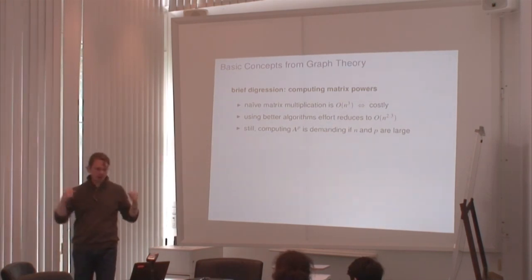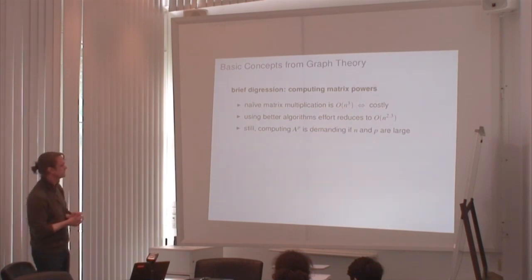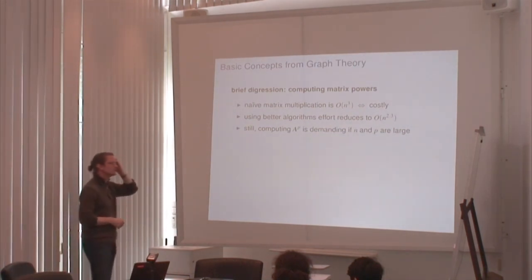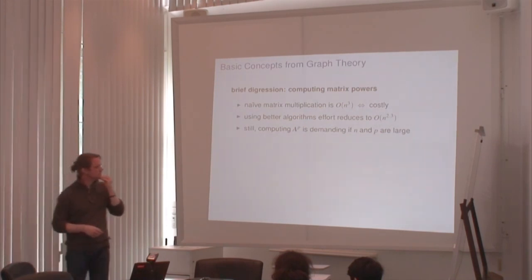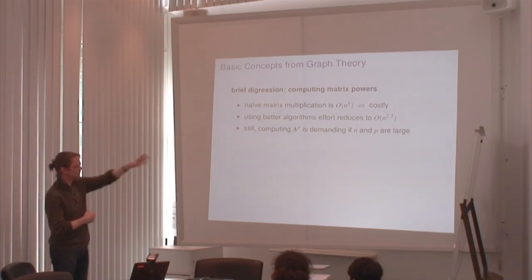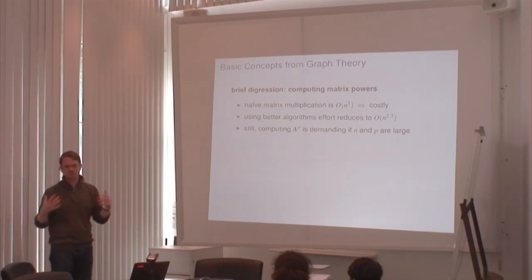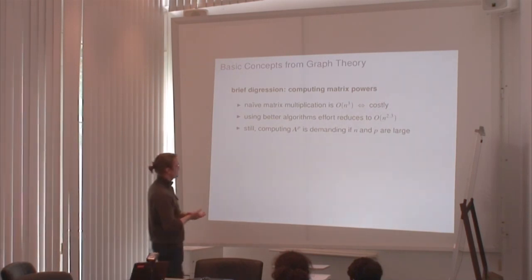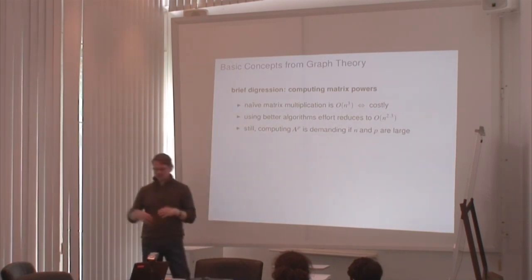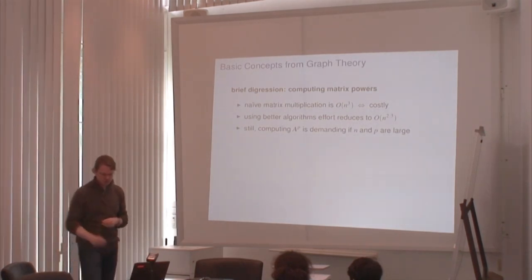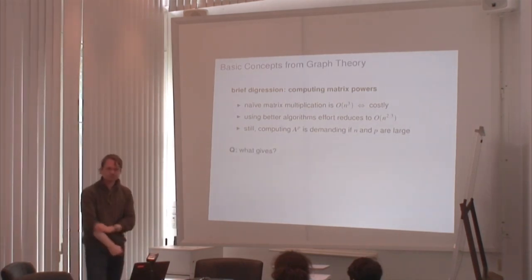There are powerful algorithms for matrix multiplication, and beginning with the work of Strassen, I guess, it was pushed down from n to the third, and now we are at about n to the 2.3, which is much more efficient than n to the third, but still it is very expensive to compute powers A raised to the p if n and p are large. What can we do?